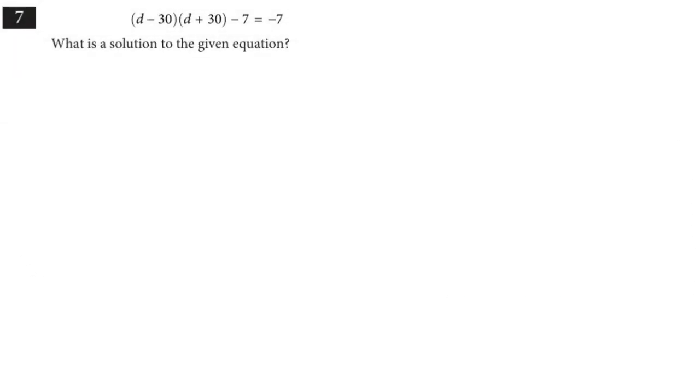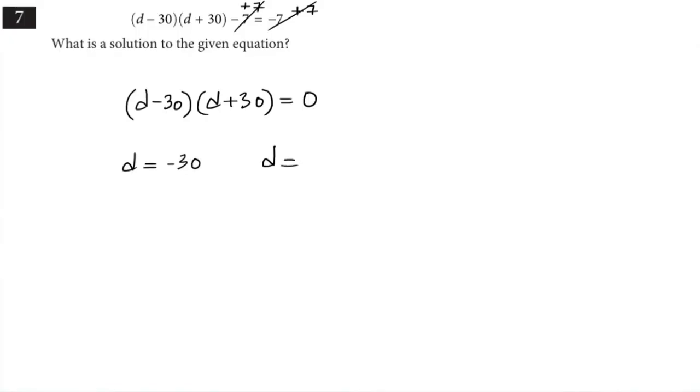Question 7: We can see this equation. What is a solution to the given equation? You can see this minus 7 on the left and the right side, so just add 7 and simplify. You get rid of these 7s and you're just left with this quadratic equation, (d minus 30)(d plus 30) equals 0. They are asking what is a solution? I'm getting two possibilities, so you can write either one because both are possible answers.